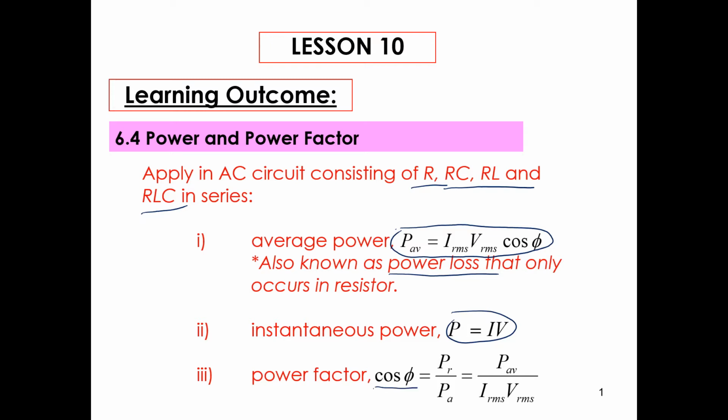It is equal to PR over PA. R here represents the real power, and real power is also equal to average power. Then PA, A is for apparent, so this one is for apparent power, and apparent power is equal to I RMS times V RMS. Now look at the first learning outcome, which is average power.